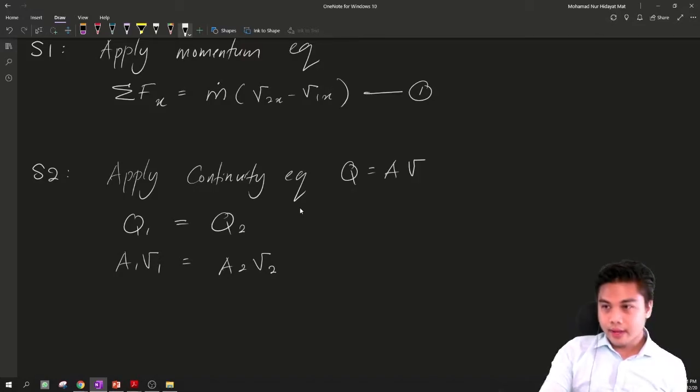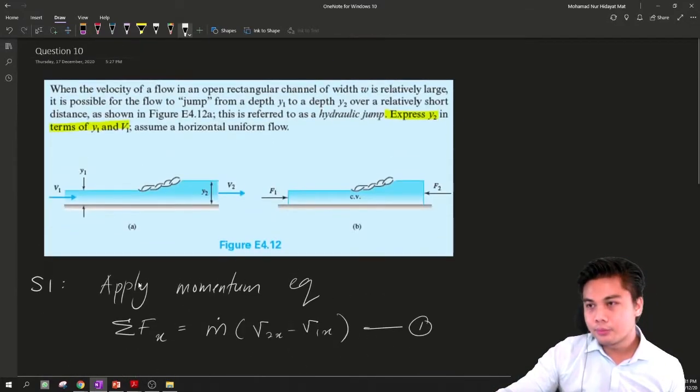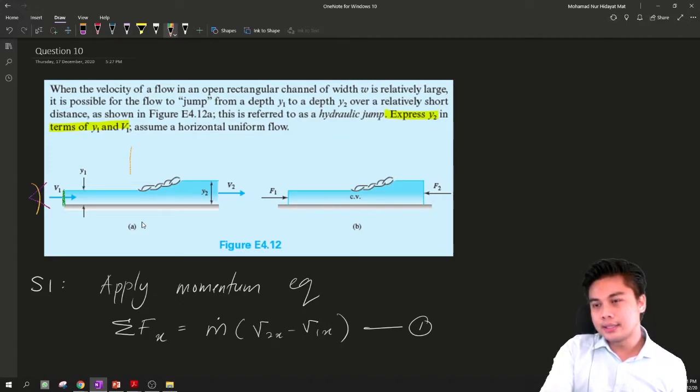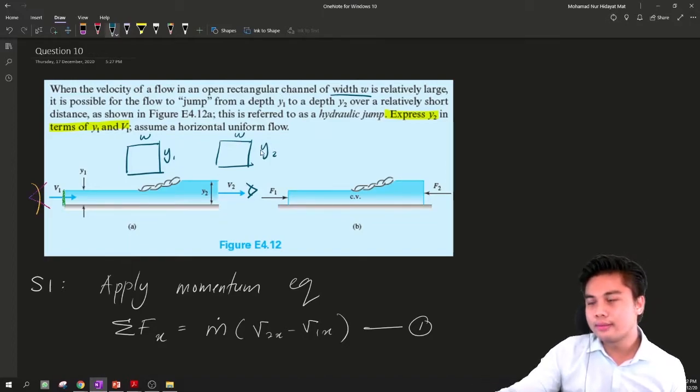So, area 1. In order to get the area, we have to look at here. Imagine that we have our eyes here. The area would be like this. This is our cross-sectional area. This is y1, and this is the width. Remember, the given width is W. Also the same here: when we look at here, this is y2, this is the width. So the area is width times y2.